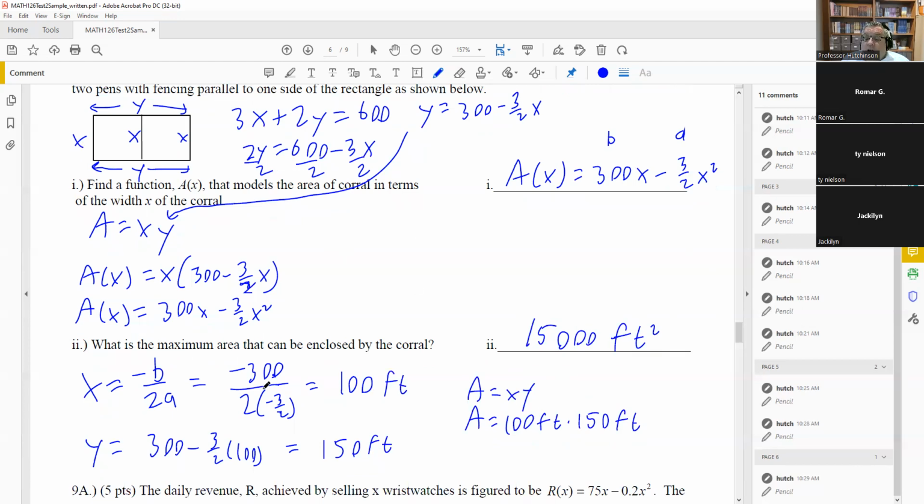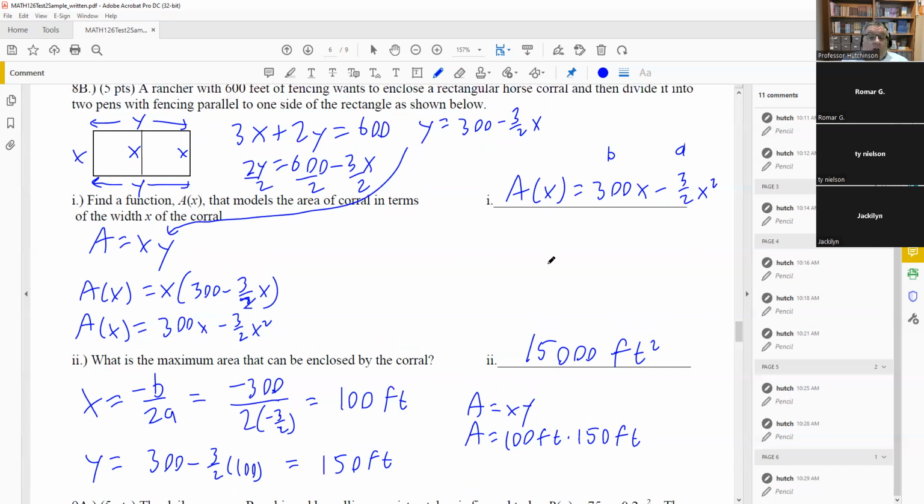So again, there are 2 different ways you can do this: either find x, find y, and then multiply them together, or once you have the x value, you can plug that into the 300x minus 3/2 x squared. You could do that as well. So either one of those would get you the correct answer.